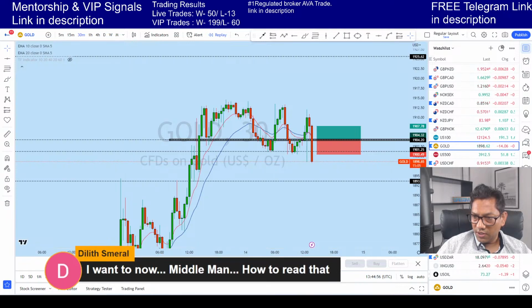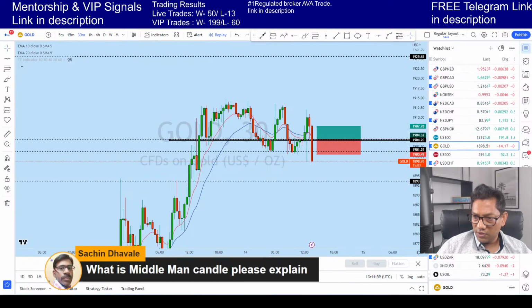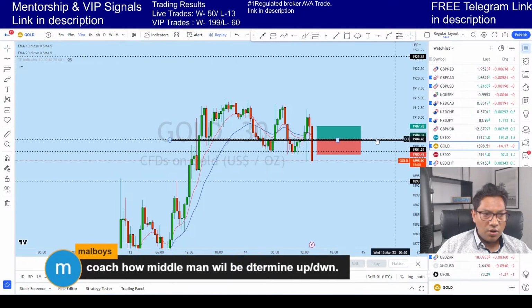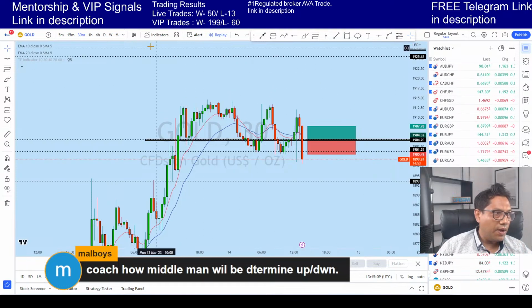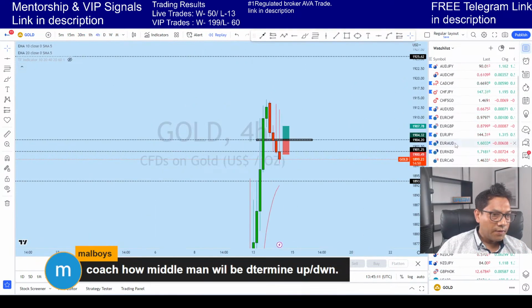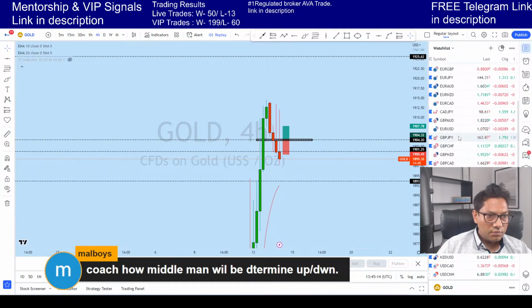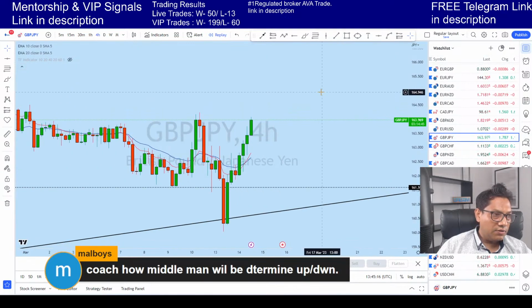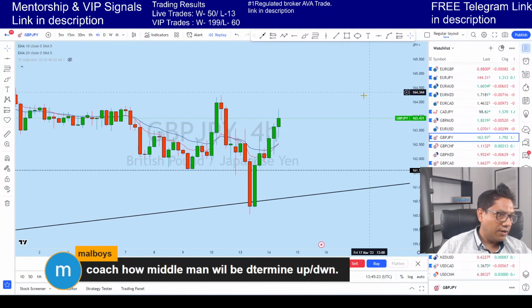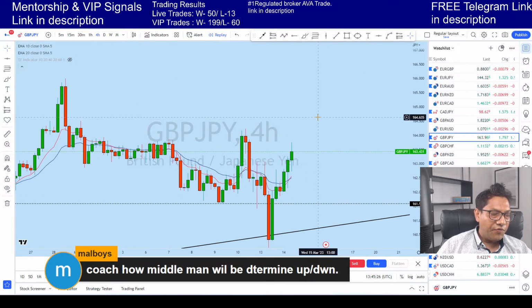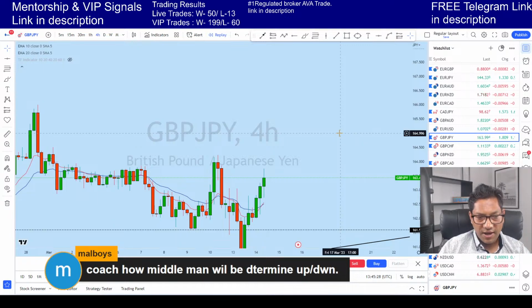Middleman, what is middleman? Candlestick, please explain. I don't understand middleman. Okay, coach, how? Okay, so looking at gold now, we see it's grabbing liquidity again from the bottom. So let me look at the middleman. GBP JPY, and it's moving in the other direction on middleman. So if I look at this 4-hour candle, now this is a middleman. Firstly, you have heard of hanging man, you know, jumping man.